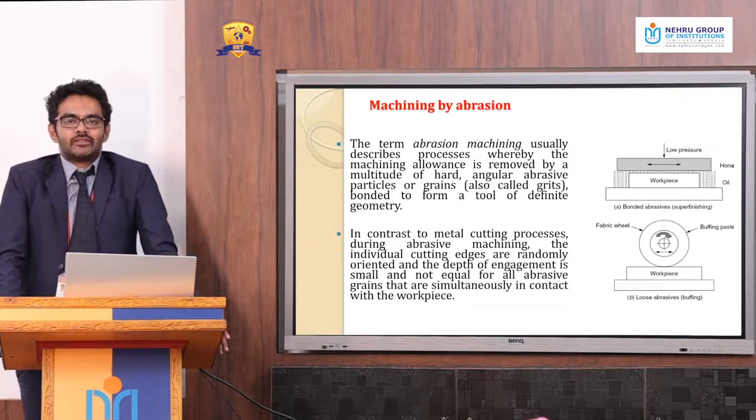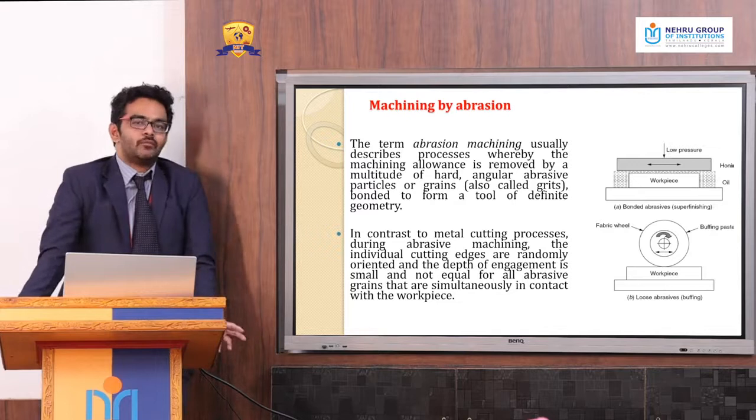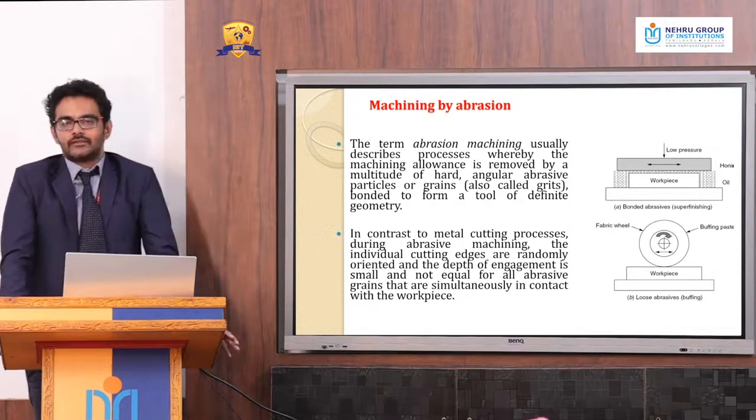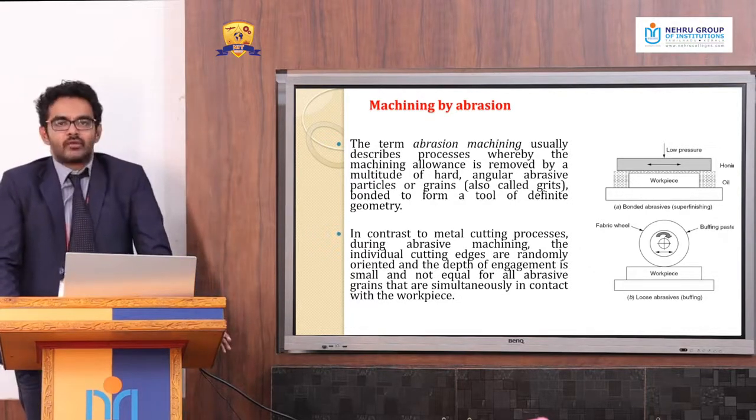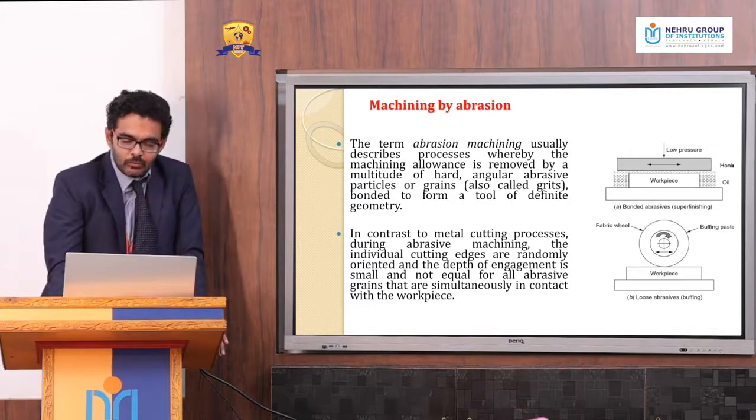Then machining by abrasion. The example for machining by abrasion is the grinding process, which is used for polishing the surfaces. That is the very important process involved in abrasion, that is, machining by abrasion.